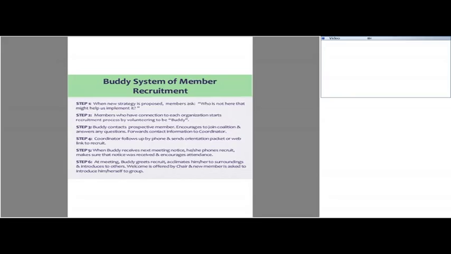And then once they hopefully do show up at the meeting, the buddy is there to acclimate them to the environment and introduce them to other folks in the coalition. So that's the buddy system of recruitment. And again, it means that by the end of that meeting, they have a very good foundation for what the coalition is and what role they might play in that group.